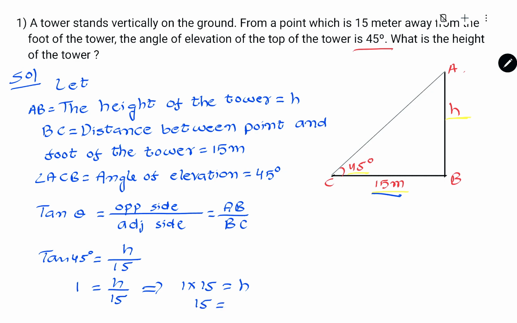15 is equal to H. So H value is 15. Height of the tower is 15 meters. Therefore height of the tower is equal to 15 meters.